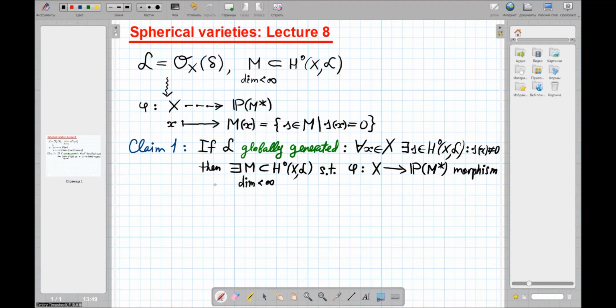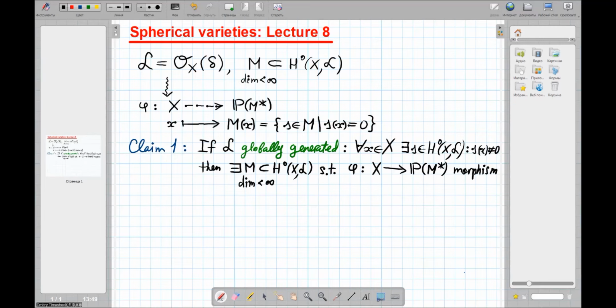Because for any section S, the non-vanishing locus of a given section S is an open subset. And these open subsets cover the whole variety, because L is supposed to be globally generated. Yes. And if you are given an open cover of an algebraic variety, you can always choose a finite subcover. Well, this is a fundamental theorem in algebraic geometry, right?